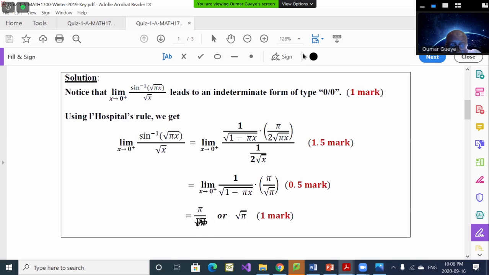And pi over root pi, you can leave it like that, or you can simplify it by rationalizing the denominator. To do so, you multiply up and down by root pi. When you multiply here, root pi is going to be pi root pi. And here you multiply by root pi, it's going to be root pi squared, equal to pi. So the pi cancels out, and it becomes root pi only. Correct? Yes.